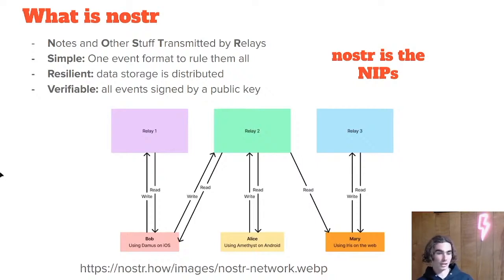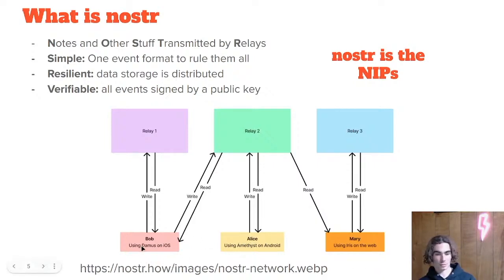Some are read only. It's kind of up to the relay operator to decide how they want to set those rules. And so these are the relays. This is the data storage. This is the distributed data storage. And then these are clients down here. So these are individual users, Bob, Alice, and Mary.